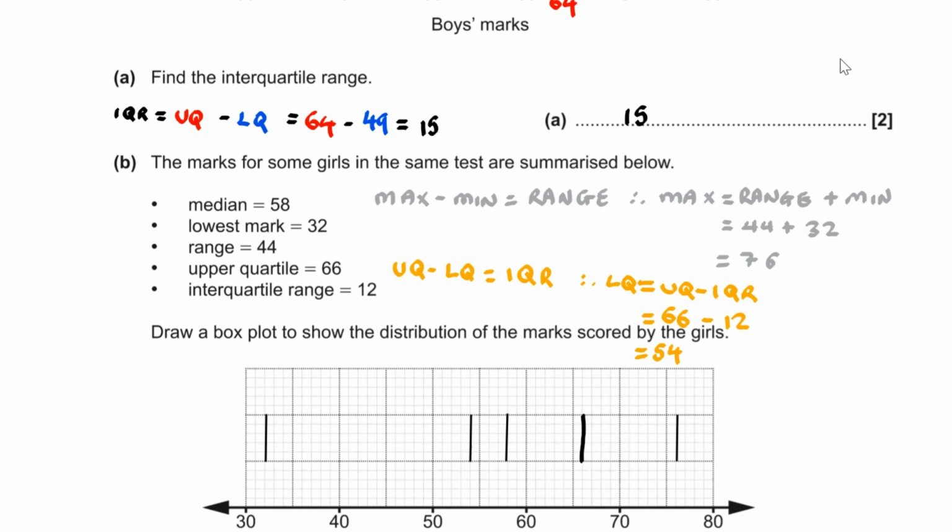So if we show on the upper quartile as 66, joining all these with a straight line, as we see here, and then joining these up, here is our box plot.